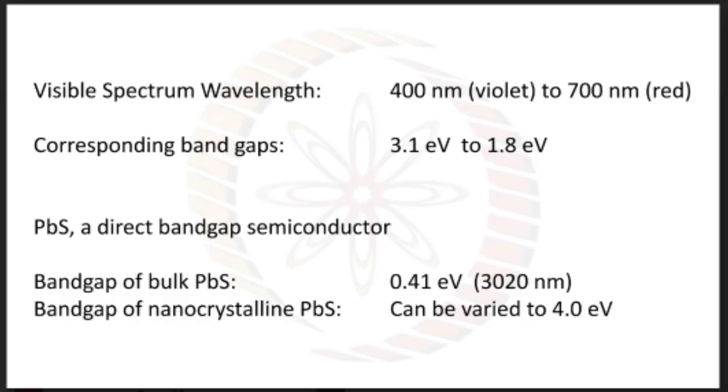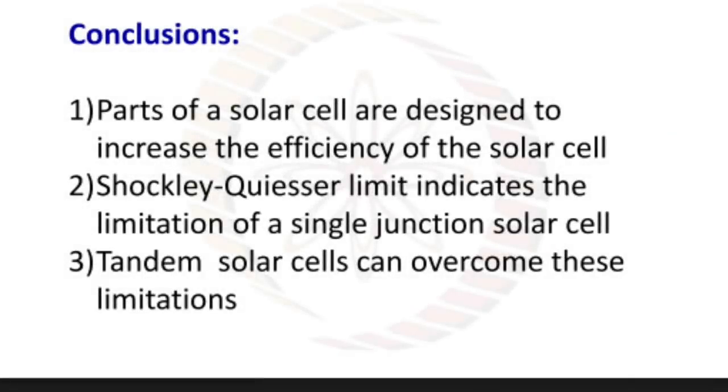So the conclusions are: parts of a solar cell are designed to increase the efficiency of the solar cell. The Shockley-Queisser limit indicates the limitation of a single junction solar cell. Tandem solar cells can overcome these limitations. So we have to study these conclusions very attentively, because many of the questions are asked from these conclusions.